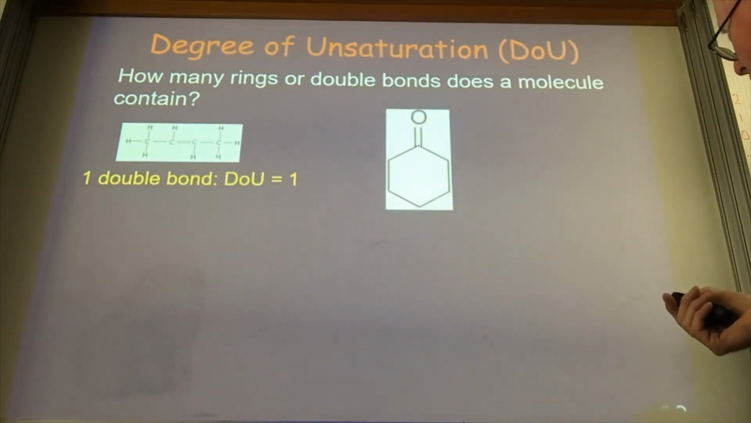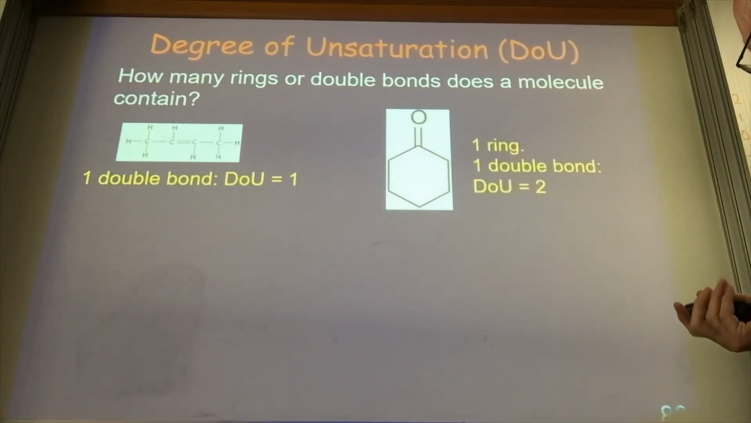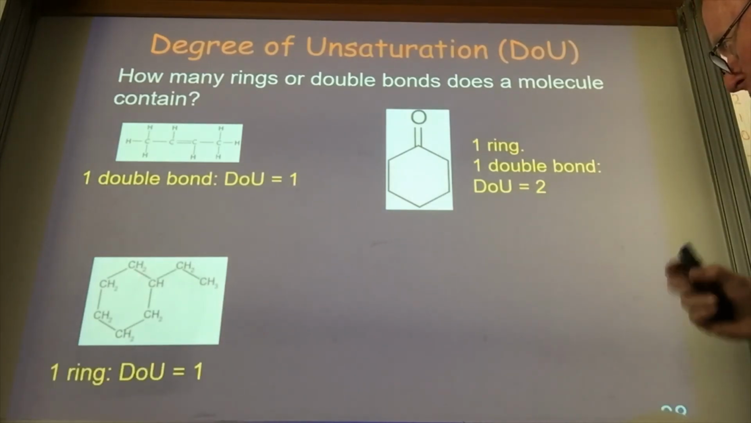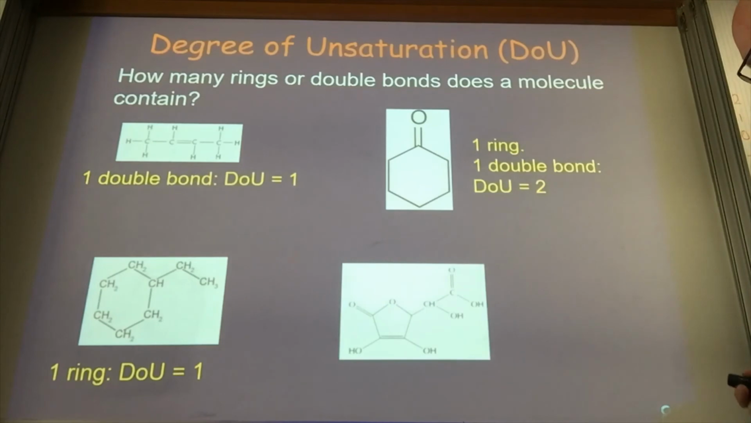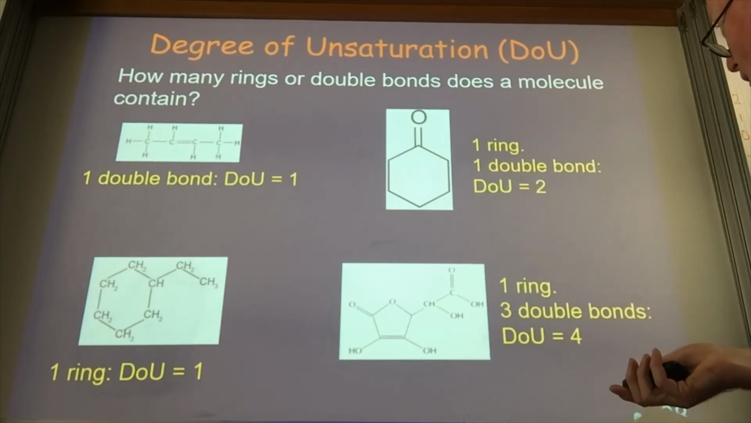This one's got a double bond and a ring. Both of those contribute to the degree of unsaturation. This has a degree of unsaturation of 2. Just a ring, degree of unsaturation of 1. What's this one got? It's got a ring, and it's got 1, 2, 3 double bonds. That gives us a degree of unsaturation of 4. Now, it looks a little bit clunky when you first look at the method, but it rapidly becomes very easy to use.